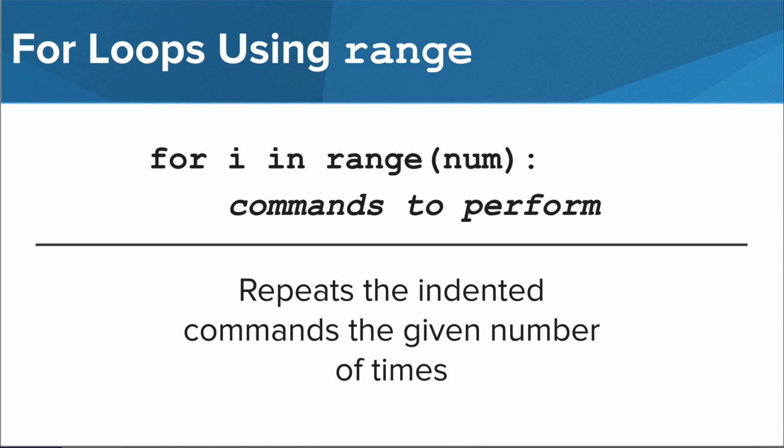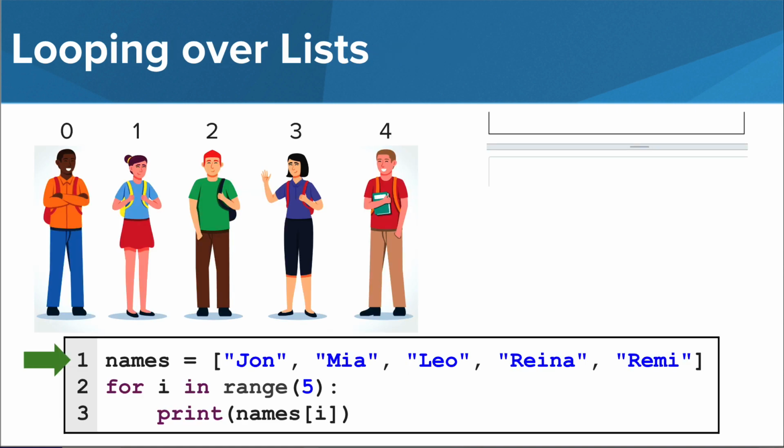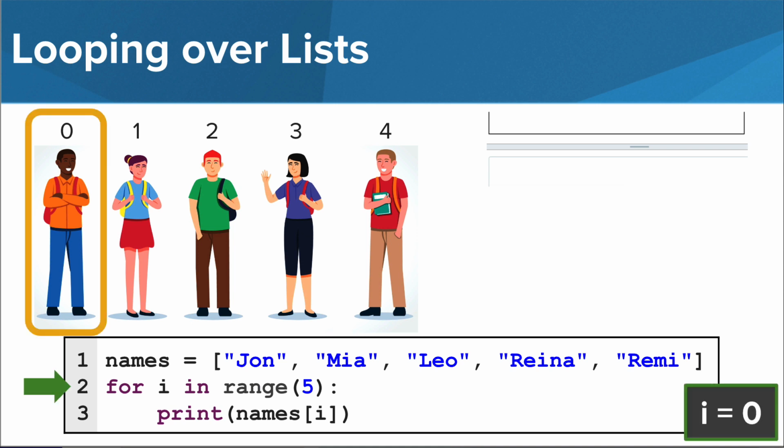Let's see how we can use for loops with lists. This program starts by defining a list. On line 2, we are initiating a for loop with a value of 5, since that is how many items I have in my list and how many times I want the loop to repeat. When the loop is first initiated, it is given a value of 0. Since 0 is less than the max value of 5, the loop hops to the commands inside and prints the value saved at the 0th index in the list, which in this case is John.